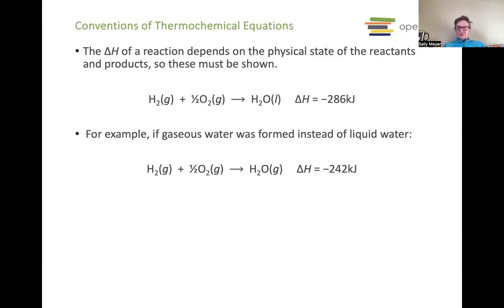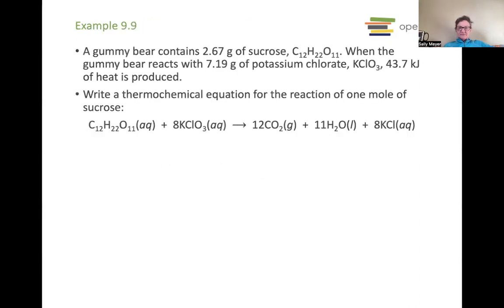So that's crucial. It would be a different amount of heat, for example, if I said the reaction of hydrogen gas with oxygen gas to make water in the gaseous phase. That would have a less negative delta H, because some of this negative delta H comes from that water condensing. So this shows you in the second example, if the water was gaseous, you get slightly less energy. It's slightly less negative. So the phase is important because phase transitions involve heat transfers.